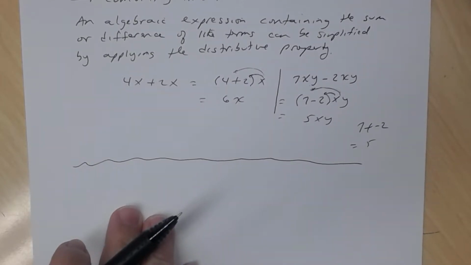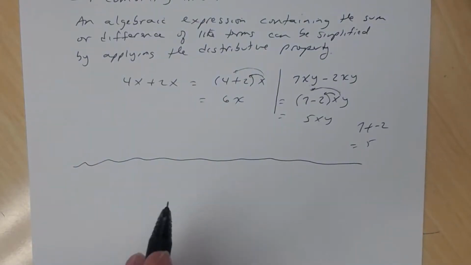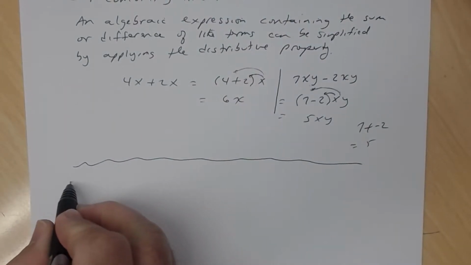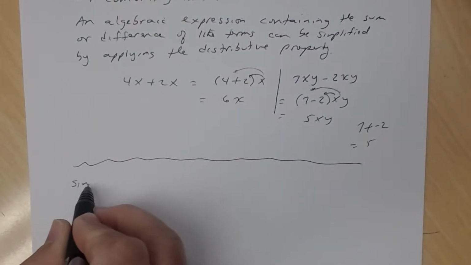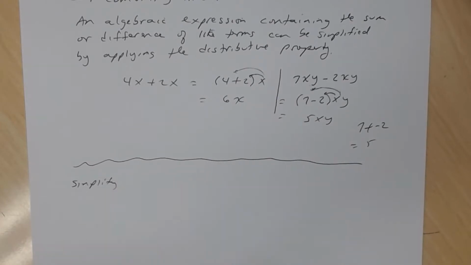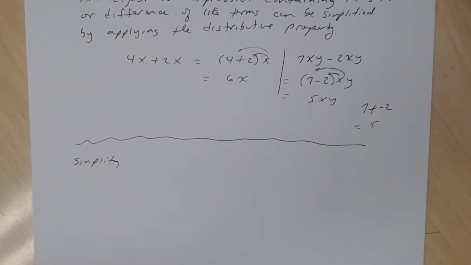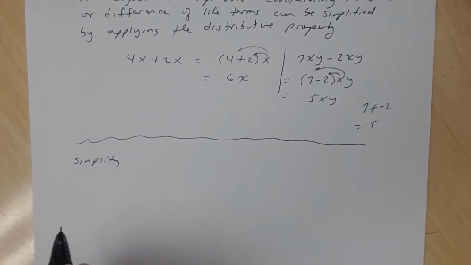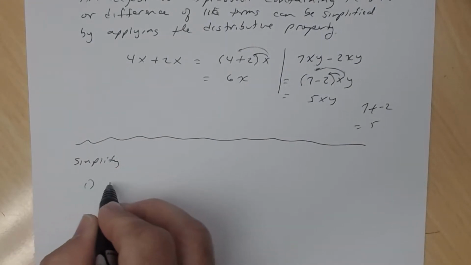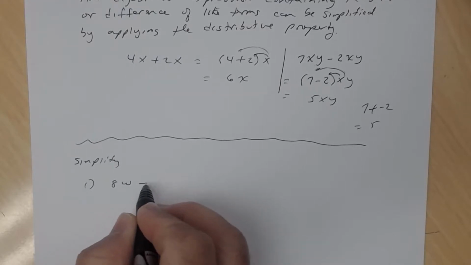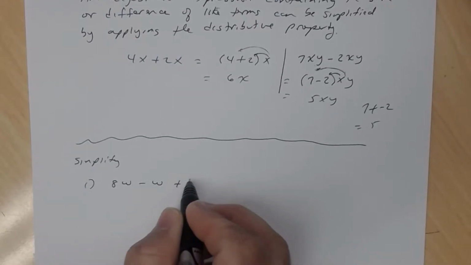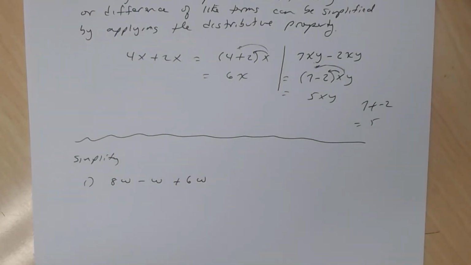So let's look at some examples. Suppose we had this example, and the directions will say simplify. All right, now let's look at this. Suppose we had 8w minus w plus 6w. So 8w minus w plus 6w.